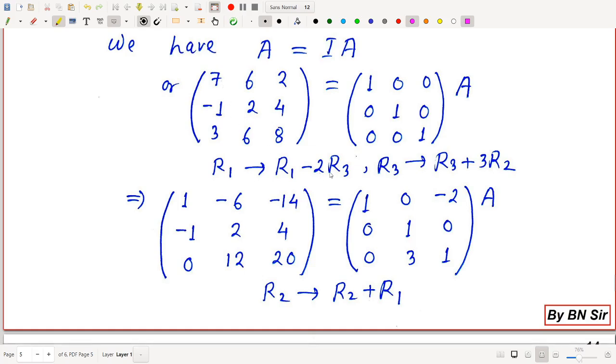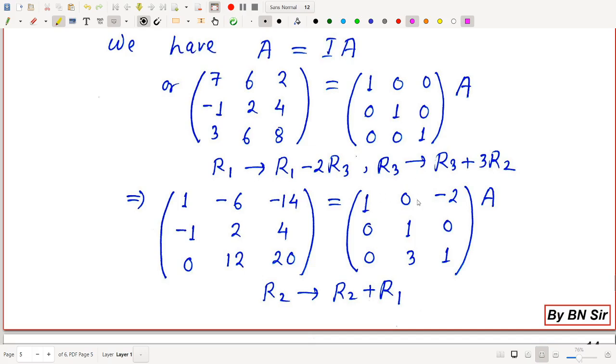R1 changed to R1 minus 2 R3. 3 will be 6, 7 minus 6, 1. So that's why we have used this operation. So 6 minus 12 minus 6, 2 minus 16 minus 14. Okay. And then R3 changed to R3 plus 3 R2, so that this 3 becomes 0. So row 3 plus 3 times row 2, that will be 0. 6, 6, 12, 12, 8, 20, correct.